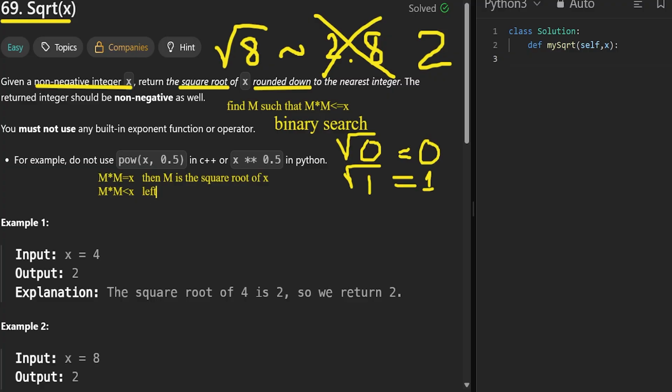So move the left boundary to middle plus 1. Similarly, if middle times middle is greater than x, then the square root must be smaller than that middle. So move the right boundary to middle minus 1. Repeat the process again and again until left boundary and right boundary cross each other.